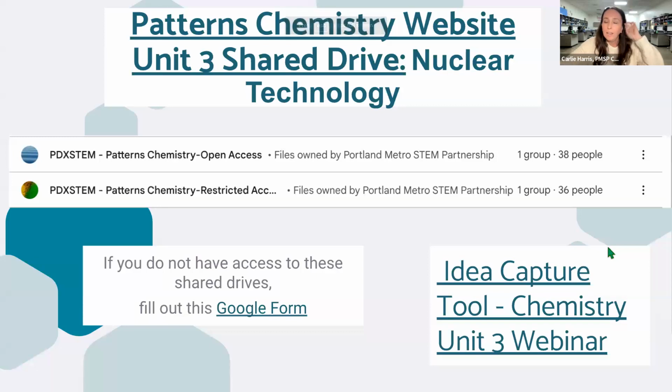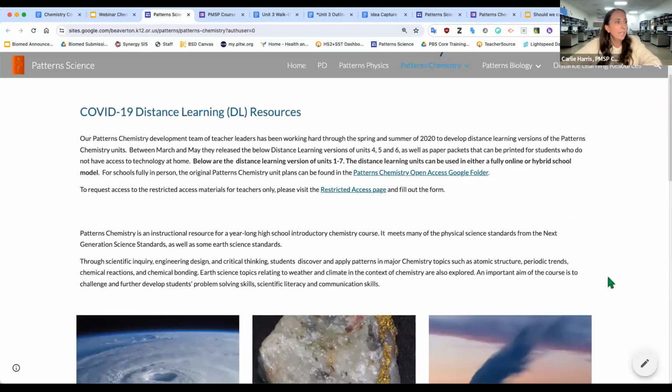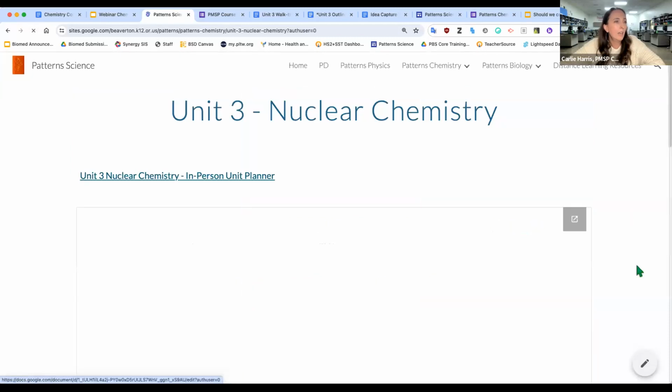The next thing is accessing all the resources that we'll be talking about today. You have access to our Patterns Chemistry website, which will take you to all the different units. I just want to point this out because some teachers access our resources through the Google Drive, the shared drive that we have. I want to make sure you know that this web resource is here. So we'll be working in Unit 3 today.